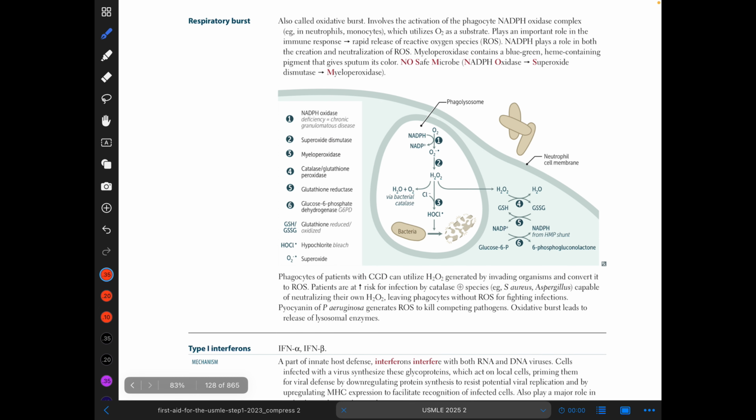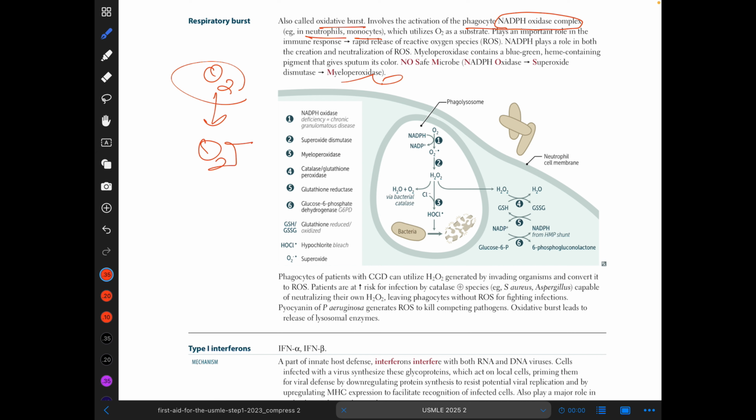Now we are going to have a topic of respiratory burst. It is this mechanism of killing the pathogens. It is also called the oxidative burst that involves the activation of phagocyte NADPH oxidase complex in neutrophils and monocytes, and they use oxygen as a substrate. That oxygen is converted into oxygen radicals, and it happens by NADPH oxidase. They play an important role in immune response, with rapid release of reactive oxygen species.